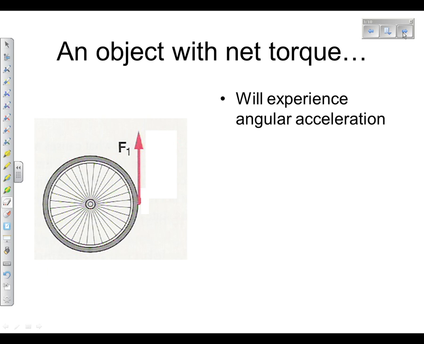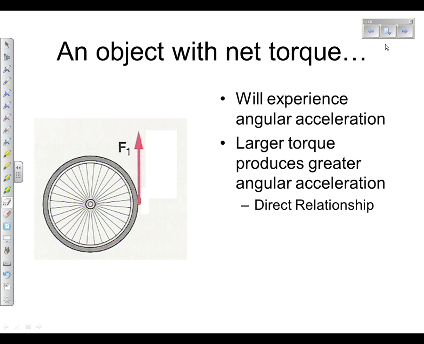So this object will experience angular acceleration. And consistent with what we talked about previously, a larger torque is going to produce greater angular acceleration. There is a direct relationship between torque and angular acceleration. Tyler's experienced more angular acceleration because his wheel had more torque on it.